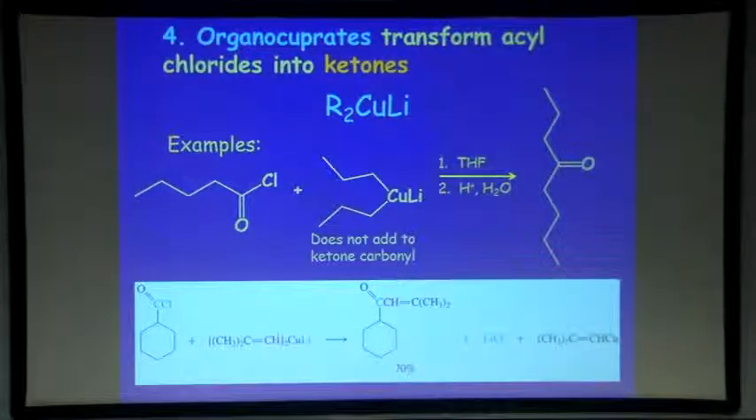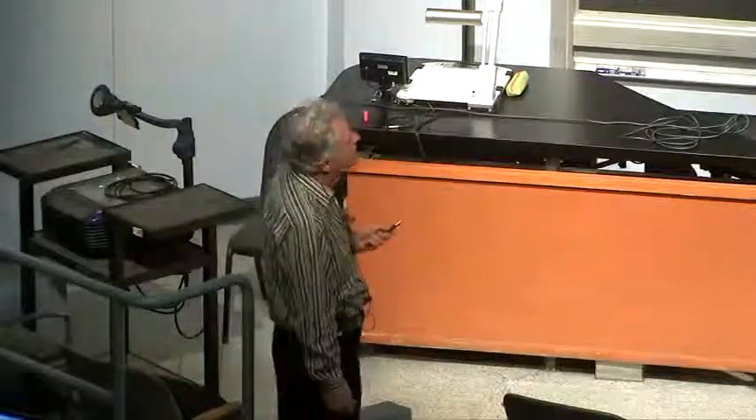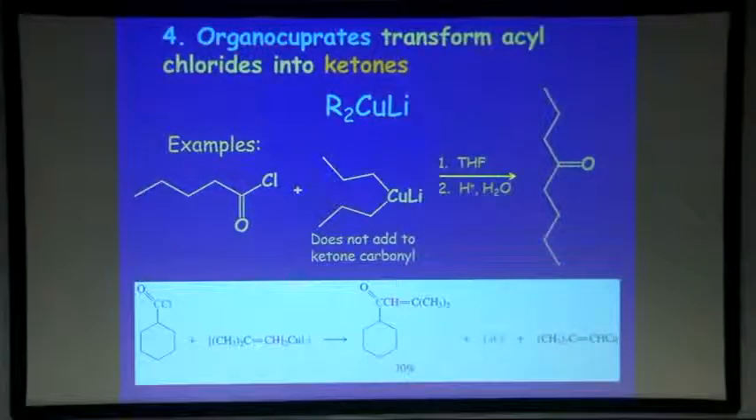Here's a more complex example. It works quite well, 70% for an unsaturated cuprate, which is a bunch of methyl groups, for this cyclohexane carbonyl chloride to make, in this case, an alpha-beta unsaturated carbonyl. The reason this guy is stable in the presence of this is that it is much more reactive than the product here. So the cuprate will attack the carbonyl halide before it attacks any piece of this.